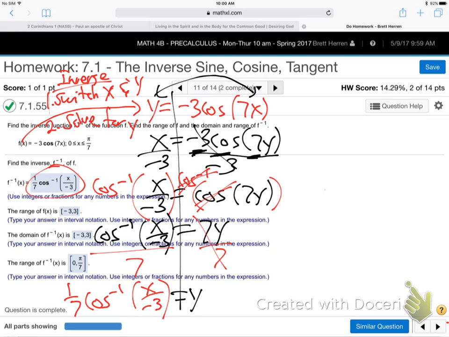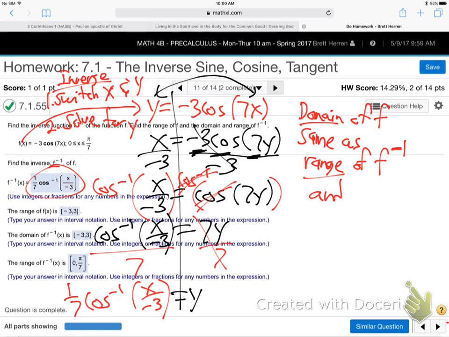Now, there's a couple other questions they're going to ask. I bet you guys can figure out how to do this. The domain of f is the same as the range of what? F inverse.